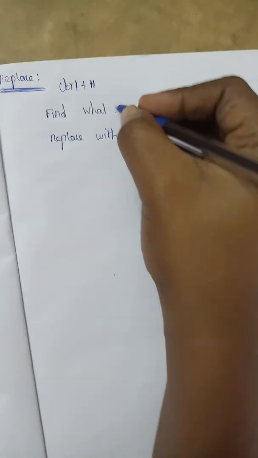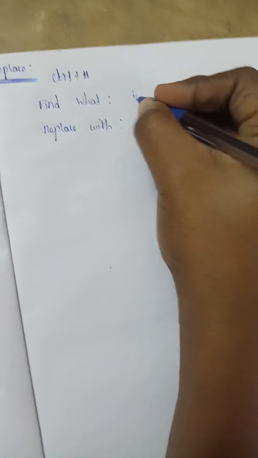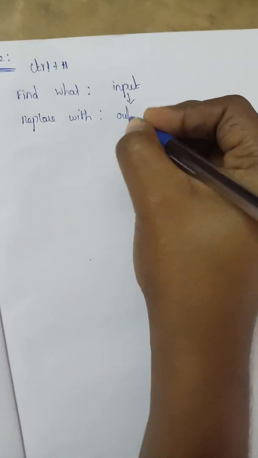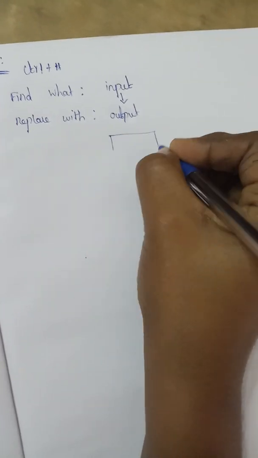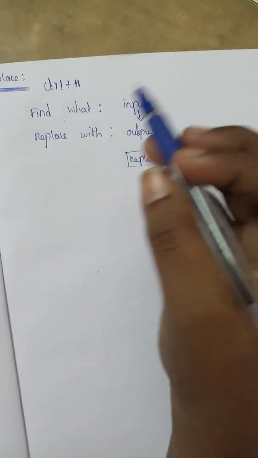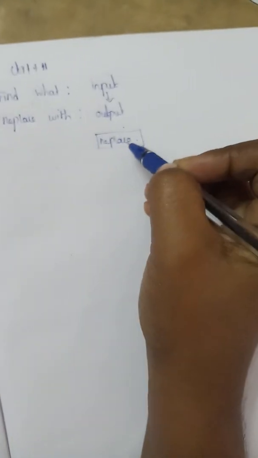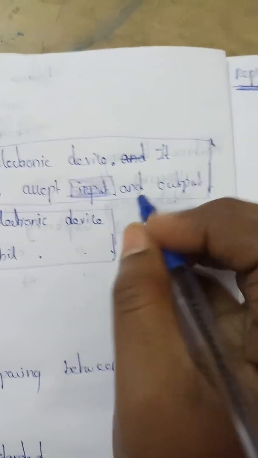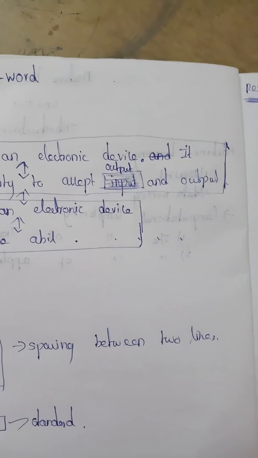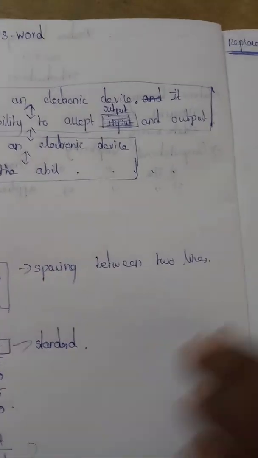In Find what, I need to give the input. I need to replace the input with output. And then you have a button like Replace. So in Find what, I give input and in Replace with, output. When I click replace, the input will change into output. This is the use of find and replace.